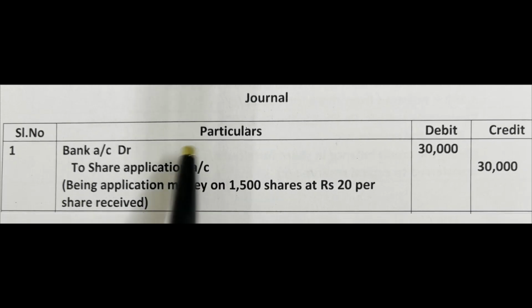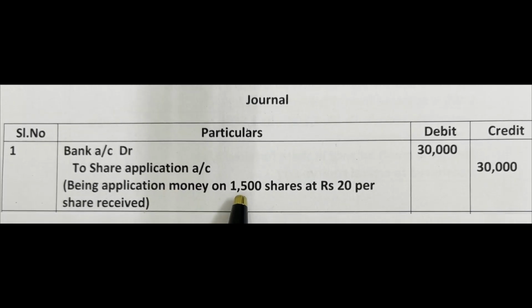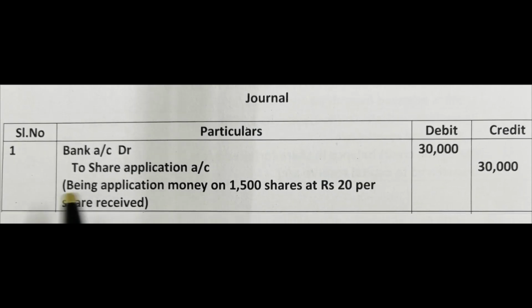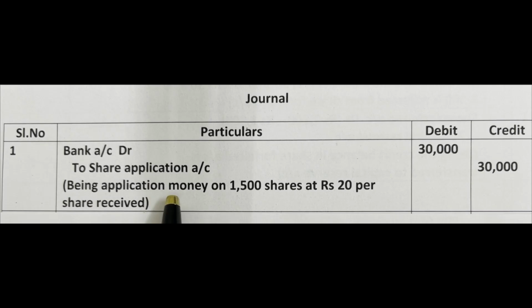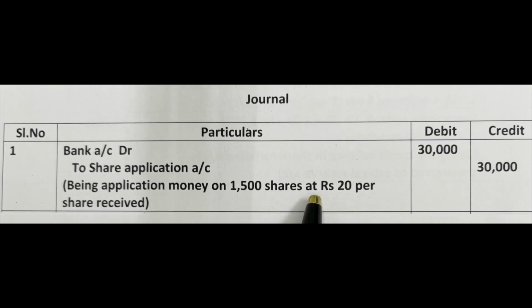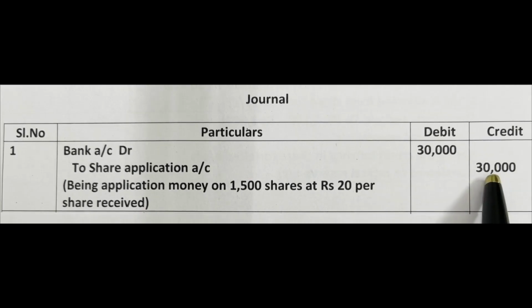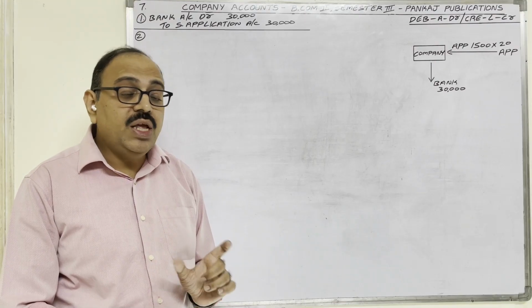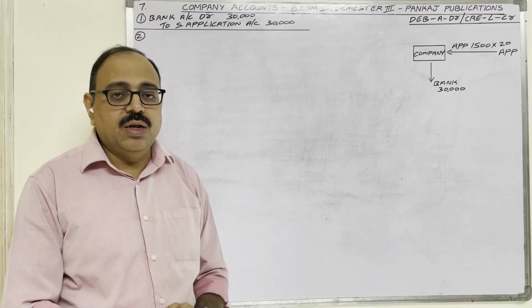Narration, for what we are writing this entry: on 1500 shares at the rate of 20 rupees per share application money came. Mention that as a narration. Being application money on 1500 shares at 20 rupees per share received. Amount 30,000, 30,000. Second entry is for transferring application money to share capital.